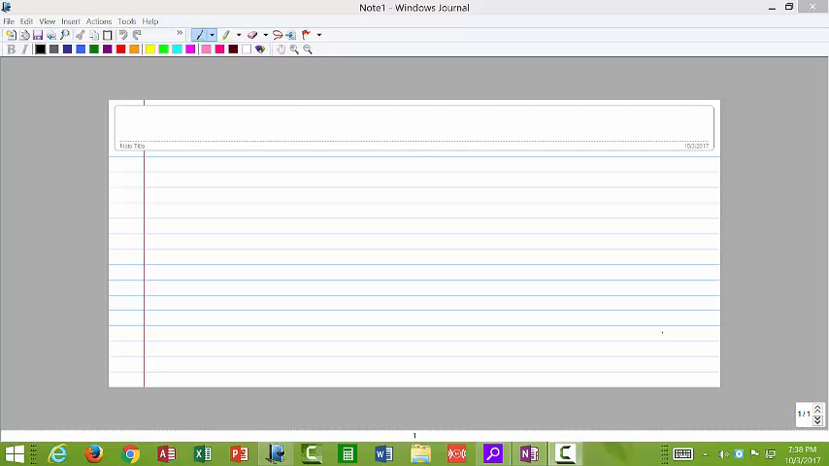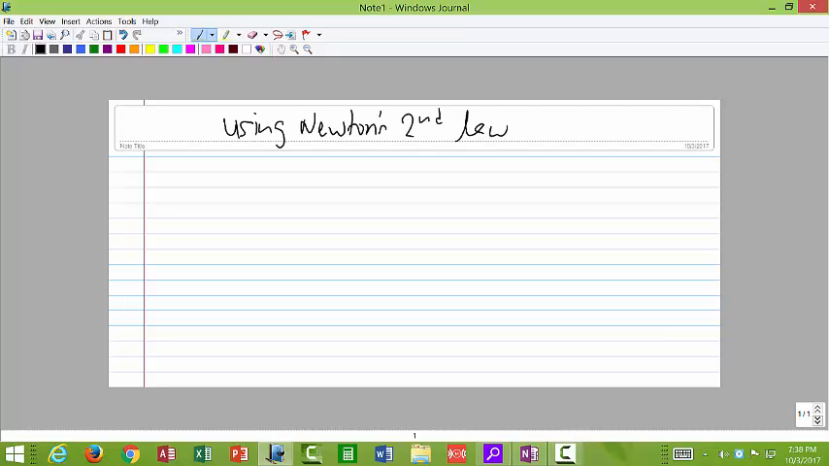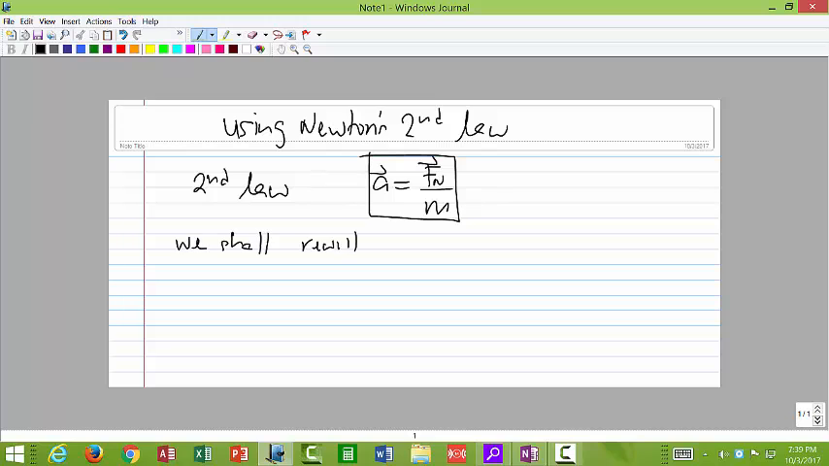Okay, let's look next at using Newton's second law. Recall Newton's second law: acceleration a is equal to the net force divided by the mass. When we use it, we just rewrite it as F net equals ma, so F net x equals m a_x, and F net y equals m a_y.